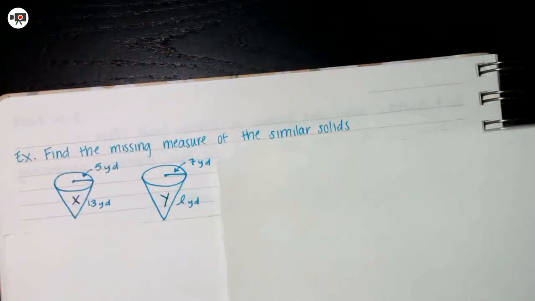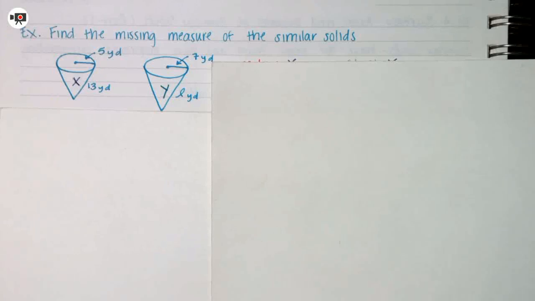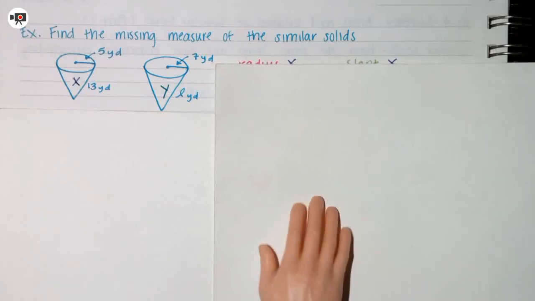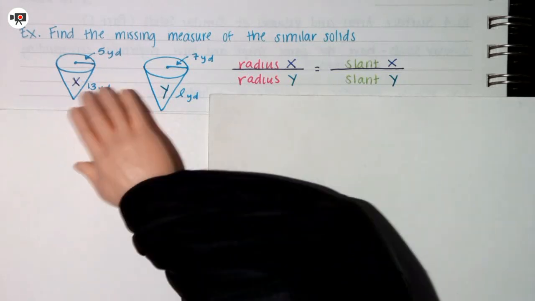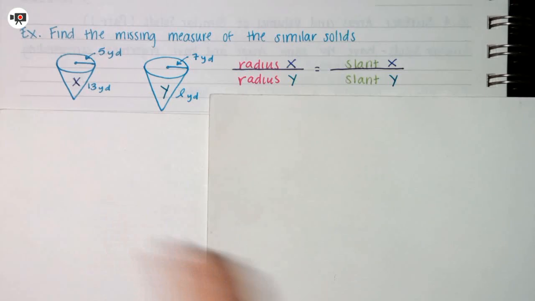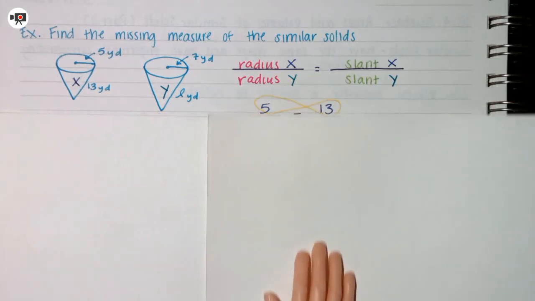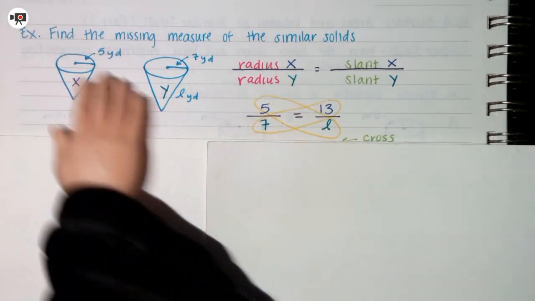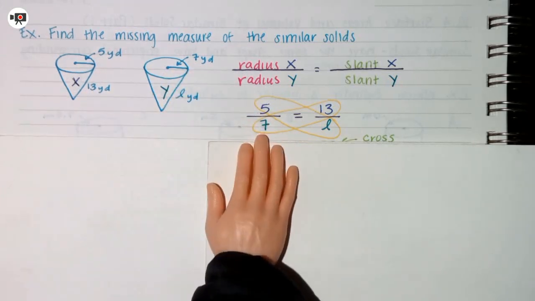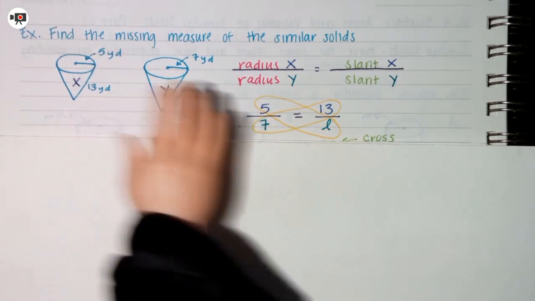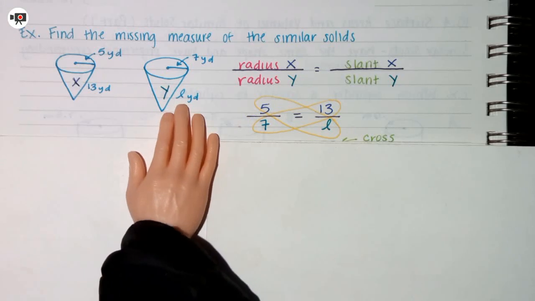So let's do a couple examples. We're going to find the missing measure of the solids. I have two cones here labeled X and Y, and I'm going to put the radius of X over the radius of Y equals the slant of X over the slant of Y. The slant is this side. It is called the slant height. The radius of X is 5, the radius of Y is 7, so I have 5 over 7. The slant of X is 13 over the slant of Y, which we called L.